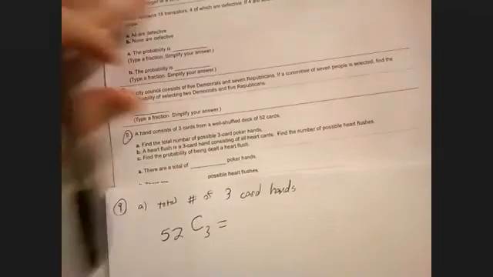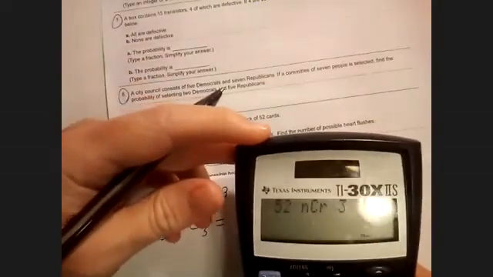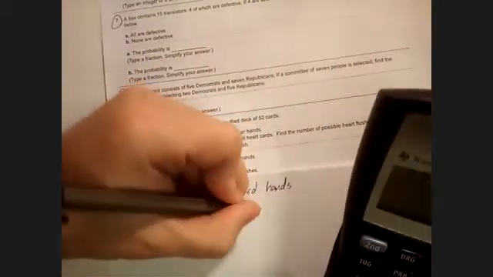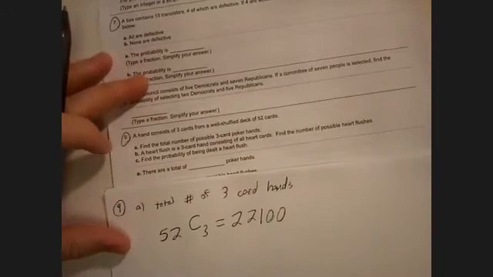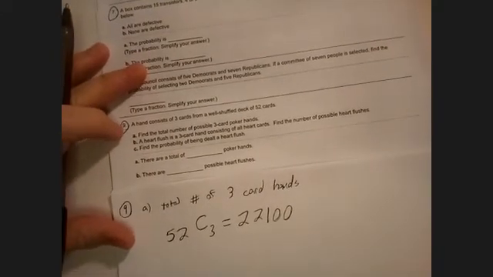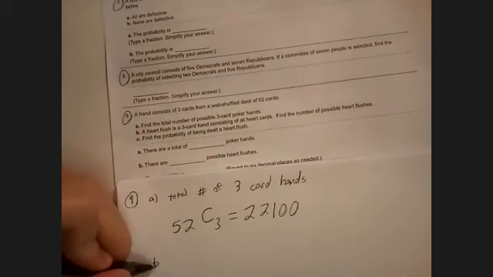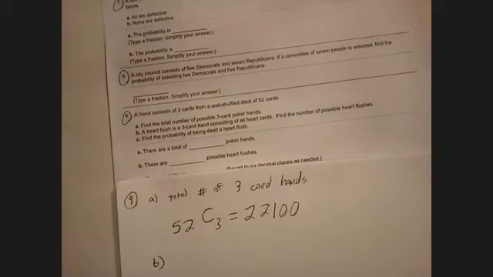So 52 choose 3. I did an example similar to this in the notes for 11.3, where I chose how many 2-card hands I could have. It's basically the same thing; I'm just changing one of the numbers. So that's the total number of hands. That's going to be our denominator on some of these. That's all the possibilities that I have. In part B, it wants to know the heart flush. Let me show you what a heart flush is.